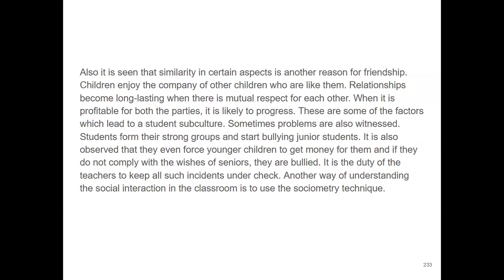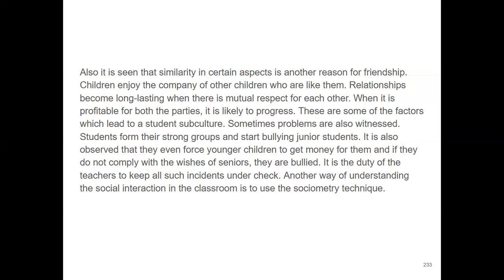If you want to have a strong relationship, an everlasting friendship with anyone, you should have a mutual respect for each other, and you have a liking for each other, right? These are very, very important things. And this relationship, you know, is very profitable, very beneficial for both of them.